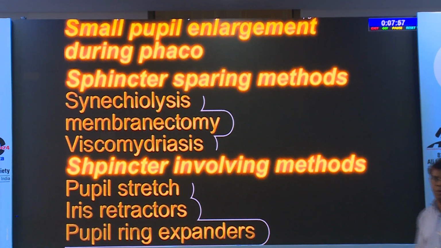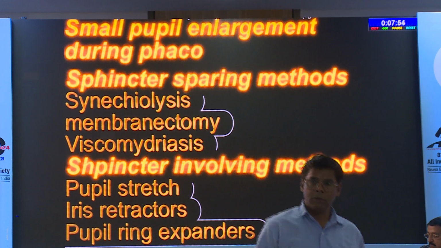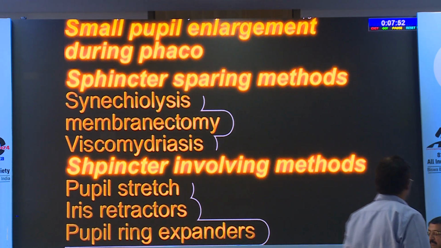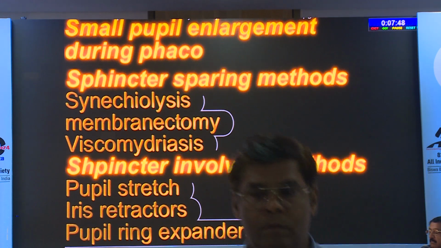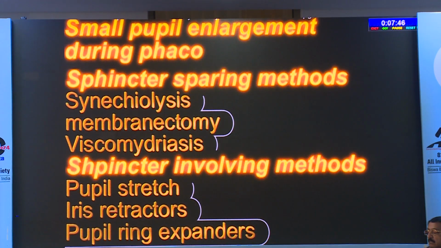So to enlarge the pupil, we have sphincter sparing methods and sphincter involving methods. Sphincter sparing methods involve synechiolysis, membranectomy, and viscomydriasis. Involving the sphincter, we have iris retractors, stretch pupilloplasty, and pupil ring expanders such as B-hex expanders or Malyugin ring.